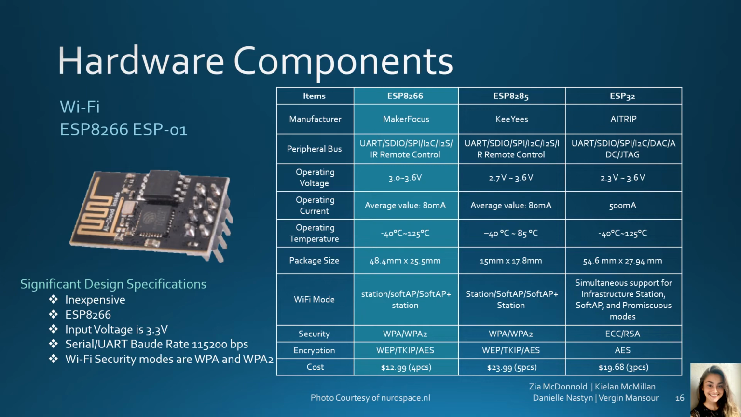Last, we have the Wi-Fi module. This is going to allow our user to access the device remotely via the internet. The ESP8266 and ESP32 are the most popular ESP modules, with the ESP8285 being a continuation of the ESP8266.